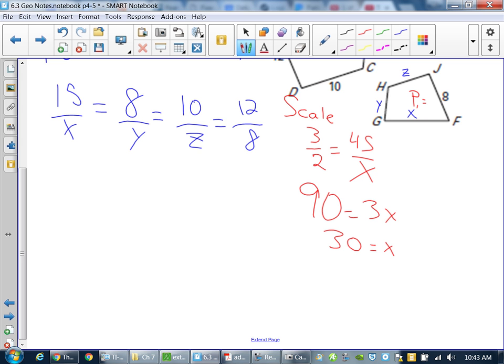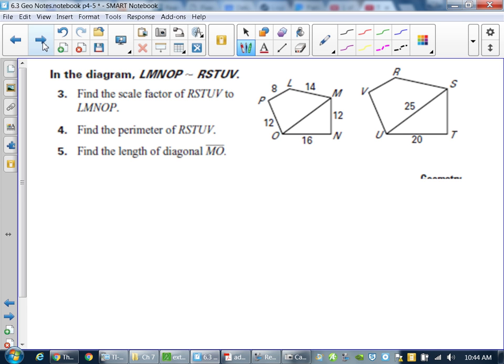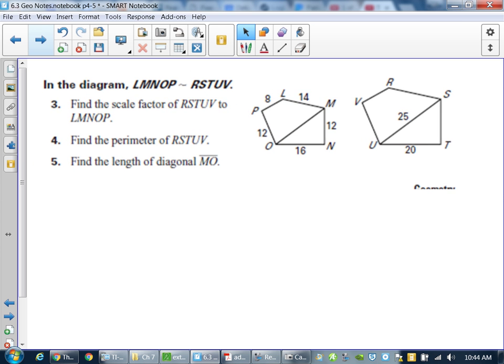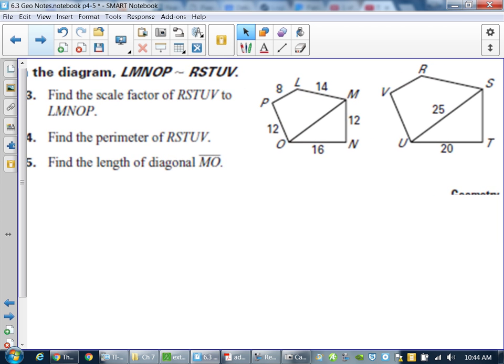Now, really the only other part of this stuff is this last one. First of all, let me have you guys take a minute and figure out the scale factor and the perimeter, and then we'll talk about how you figure out the other corresponding parts within. So take a minute, do all the steps that we just did.